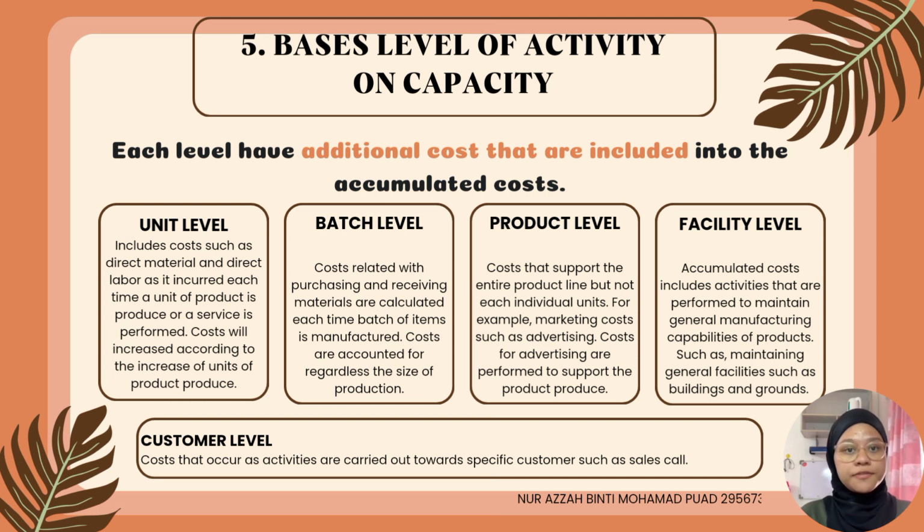Therefore, the fifth benefit and advantage of ABC is the fact that it has a general basis level of activity on capacity. Altogether, there are 4 general basis level of activity on capacity, starting with unit level, batch level, product level, and facility level. This level is stated according to its hierarchy of ABC from lowest to highest.